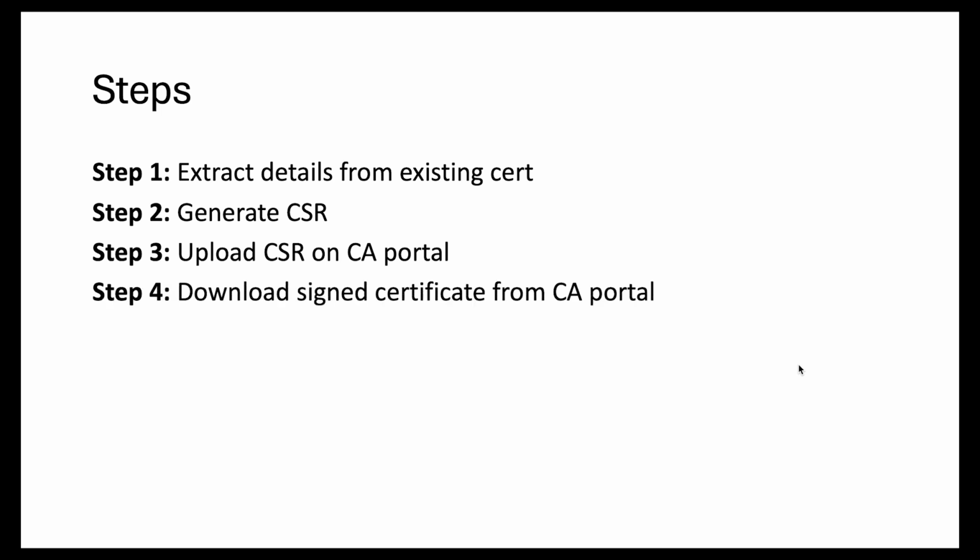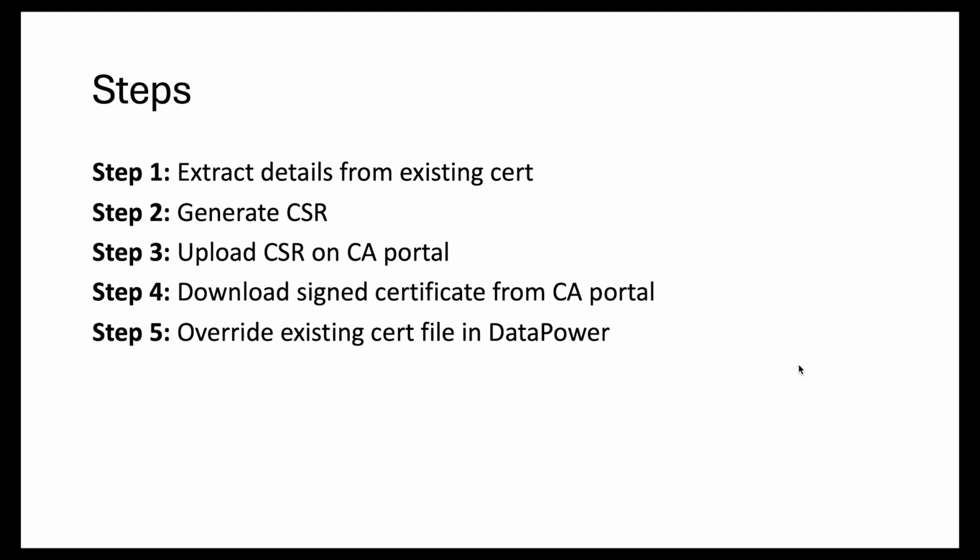CAs validate your CSR, and once validation is complete, there are two ways in which they communicate the signed certificate to you. One is over email, and another is that they give you an option to download the signed certificate from the CA portal. Every CA has a portal. Now, once you have downloaded the certificate, you will typically have three certificates with it. One is the leaf cert, another is the intermediary, and the third is the root cert.